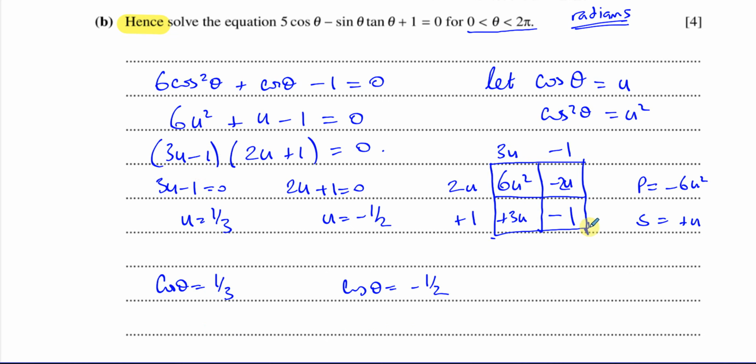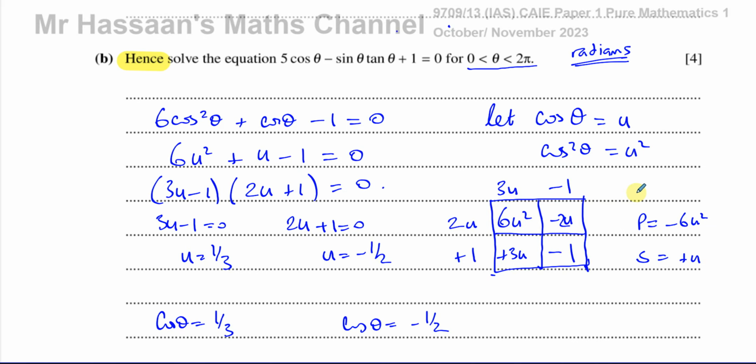Now some of you would have not been very confident with factorizing, and you might have used the quadratic formula, which is perfectly fine to do. There's no issue with that. But if you use the quadratic formula for this, you're going to have a as 6, b as 1, and c as minus 1. Don't just quote the formula.